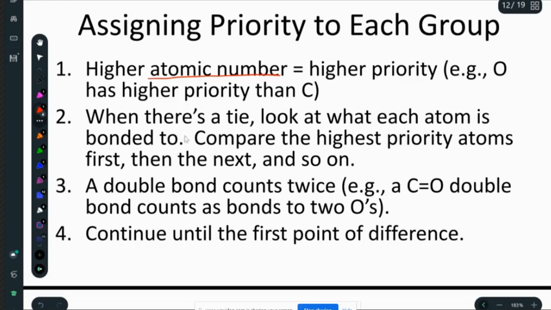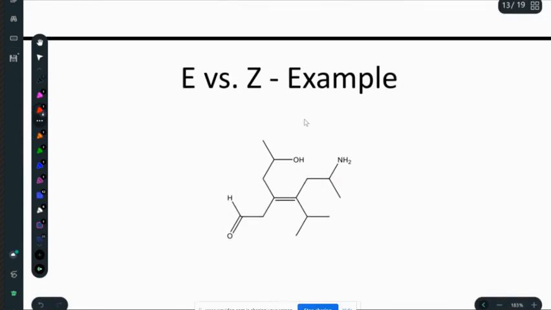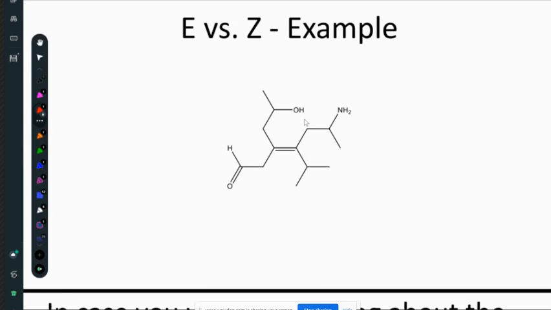When there's a tie, we have to look at what each of those two atoms is bonded to and then compare what the atoms that those are bonded to one at a time until we break the tie. All right? We keep going until we break the tie. And if you get to the end of a chain and you realize you couldn't break the tie, then you'll realize that the two groups you were looking at trying to compare must have been identical. This is best seen through examples. So let's try an example here.